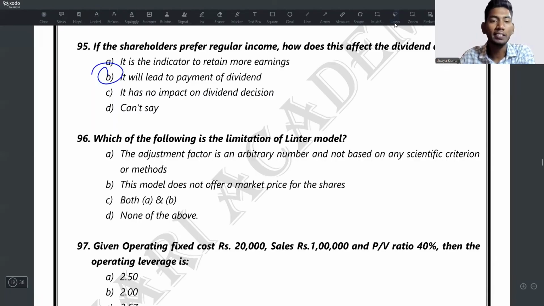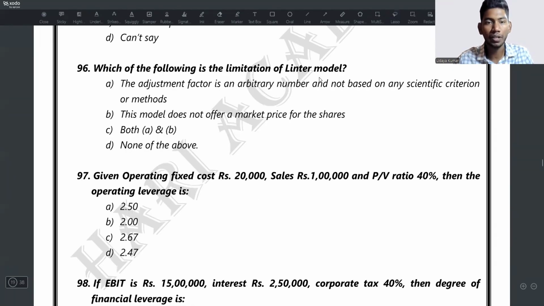Further delay. Question number 96. Which of the following is the limitation of the Lintner model? There are options given here. Option A, the adjustment factor is an arbitrary number and not based on any scientific criterion or methods. Option B, this model does not offer a market price for the shares. Option C, both A and B.